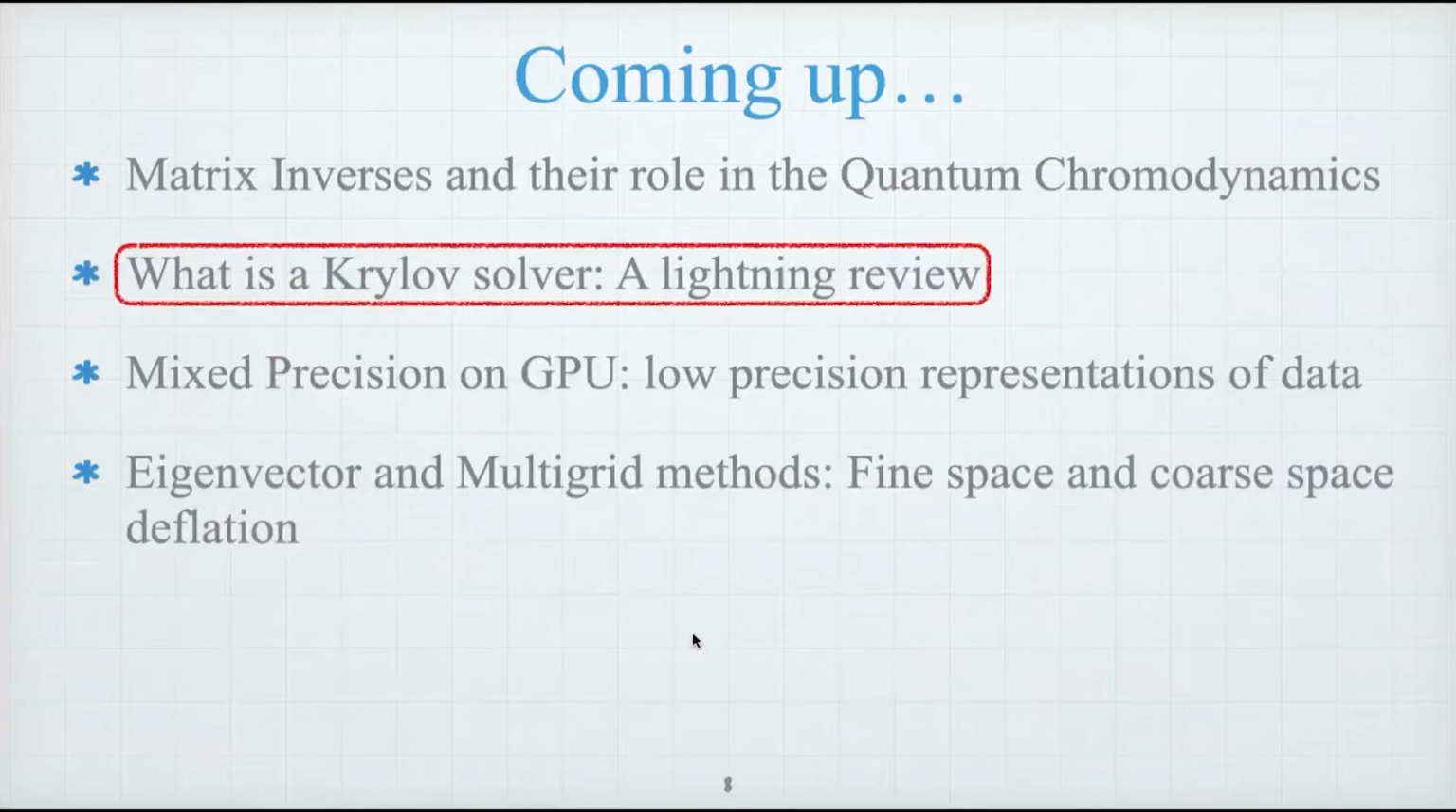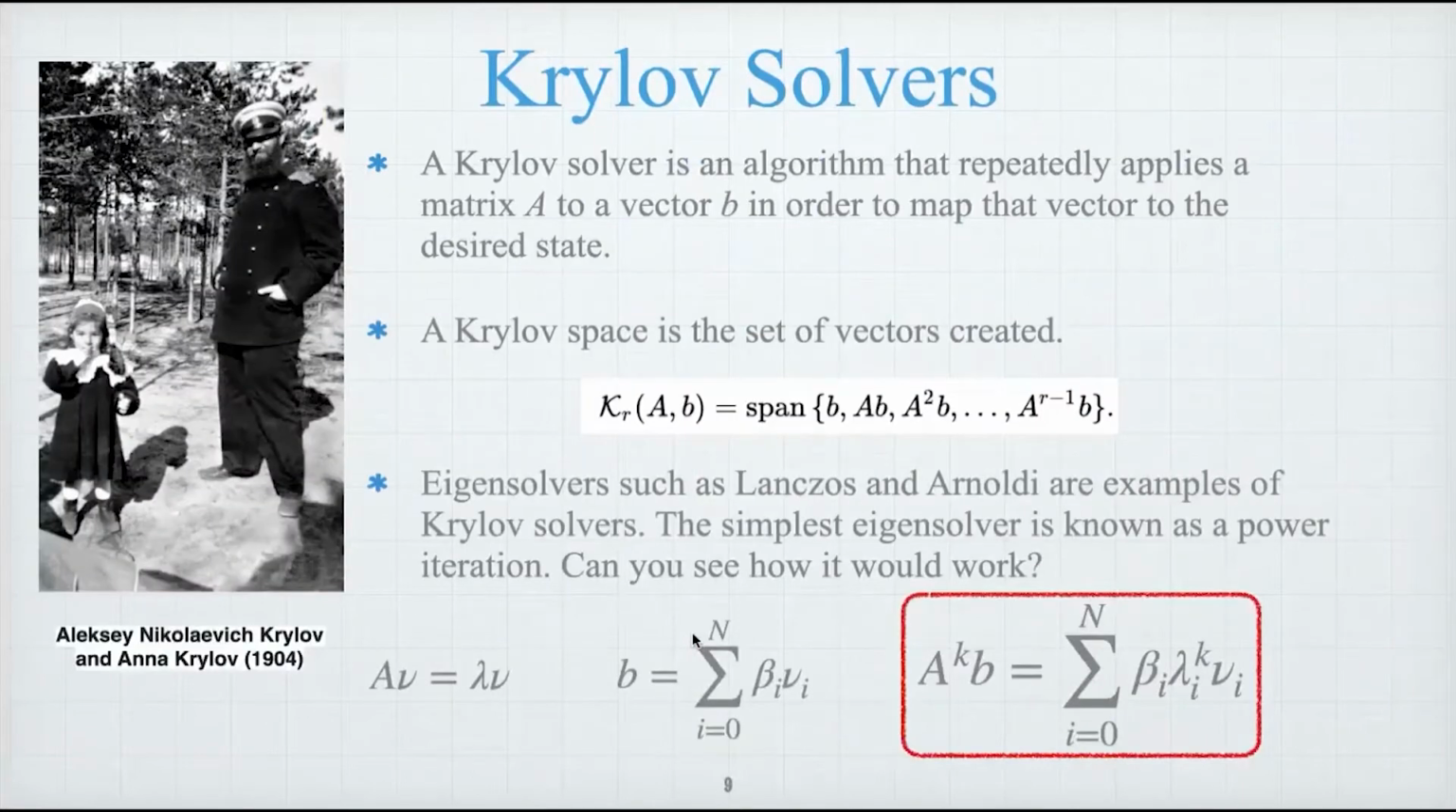So we use a Krylov solver. What's a Krylov solver? Well, here's Mr. Krylov. Alexei Nikolaevich Krylov and his wonderful daughter Anna in 1904. He was a submarine engineer, and there are much better pictures of him out there, but I think that's just brilliant. So that's the one we're going to use.